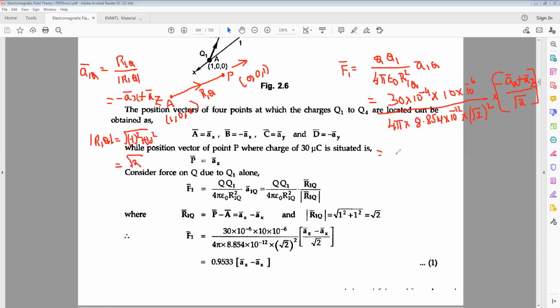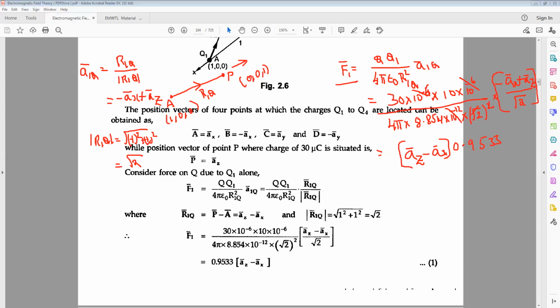So find the value by using your calculators, having only the terms AZ bar minus AX bar. These are 10 power minus 6, my dear students, and here the 10 power minus 12 gets cancelled, and the square and the root get cancelled. Find all this value and multiply with this function. So what is the value? We got 0.9533 as the force F1.